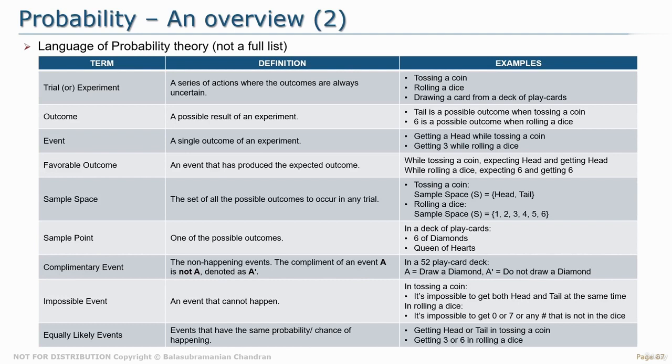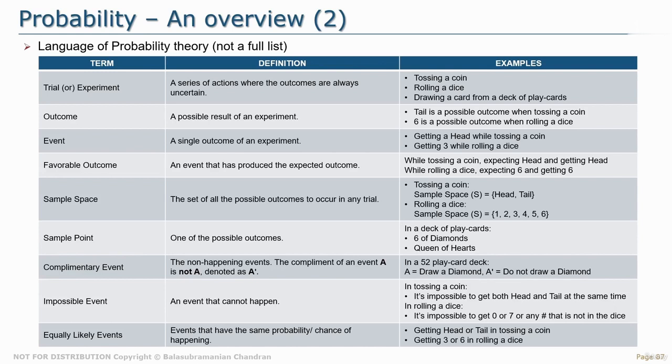Complementary event: the non-happening events. The complement of an event A is not A, denoted as A apostrophe. Examples: in a 52 play card deck, A is equal to draw a diamond, A apostrophe is equal to do not draw a diamond.